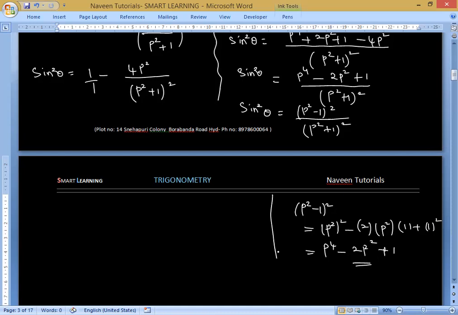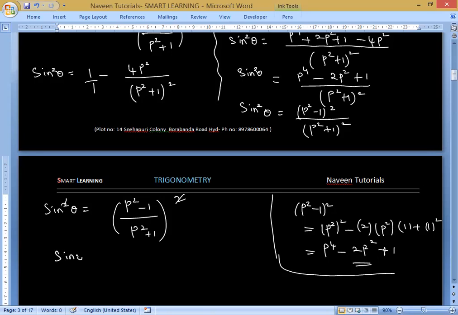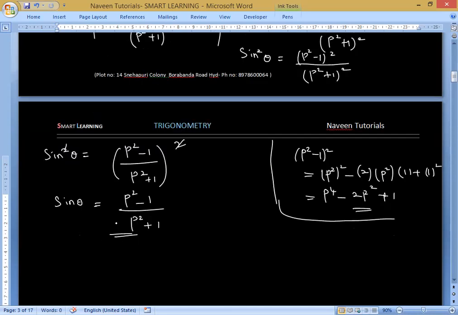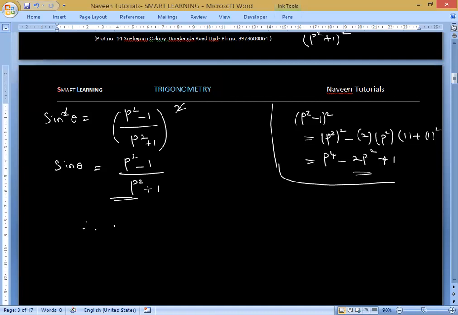So sin square theta, I'll take the square common for both numerator and denominator: (p square minus 1) by (p square plus 1), whole square. So I can cancel square and square. So sin theta is equal to (p square minus 1) by (p square plus 1). So LHS equal to RHS. Therefore, LHS equal to RHS.